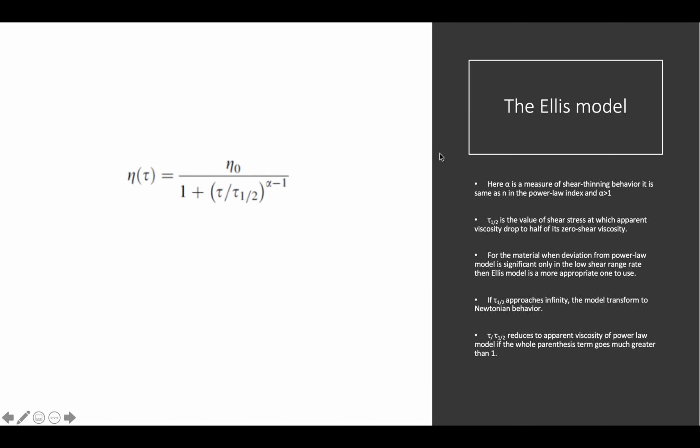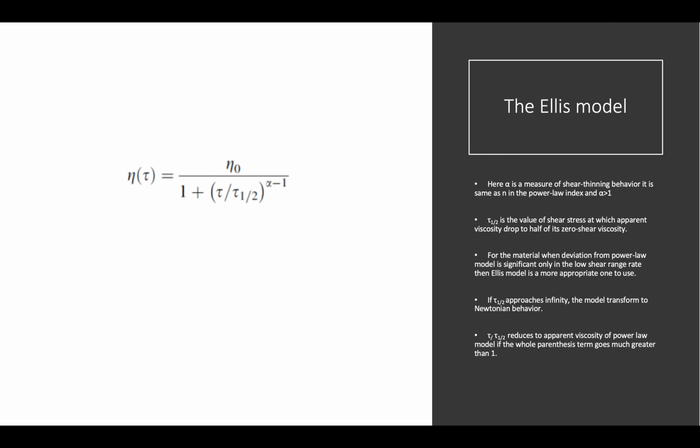Now, this is how we represent the Ellis model. Basically it equals eta naught over 1 plus tau over tau half raised to the power alpha minus 1. Alpha over here is the measure of shear thinning behavior. It is the same as n in the power law index, where alpha is greater than 1.